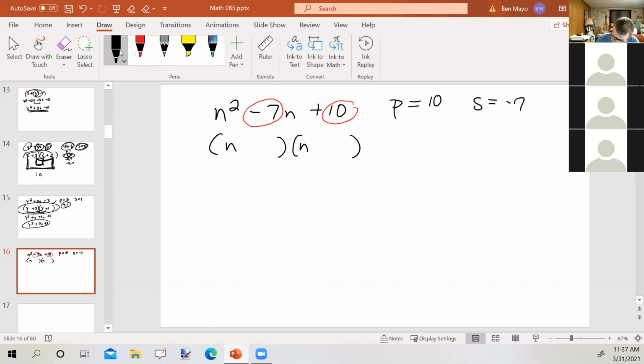Well, let's see, what gives us 10? 10 and 1, 5 and 2, -10 and -1, -5 and -2. Oh, well, to get a negative sum, it couldn't be either of those anyway, could it? So it ends up being what? That? -5 times -2 is +10. And -5 plus -2 is -7. So we get n minus 5 and n minus 2. I want to go back for a minute.